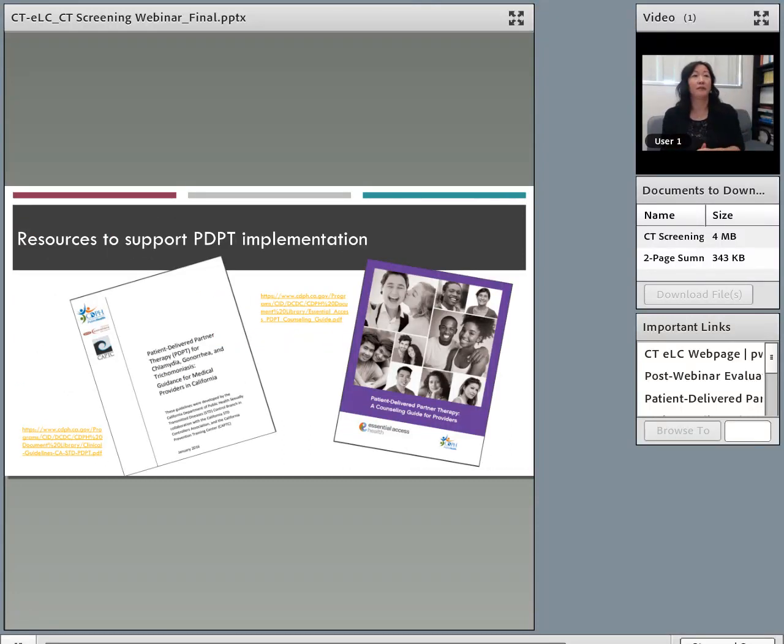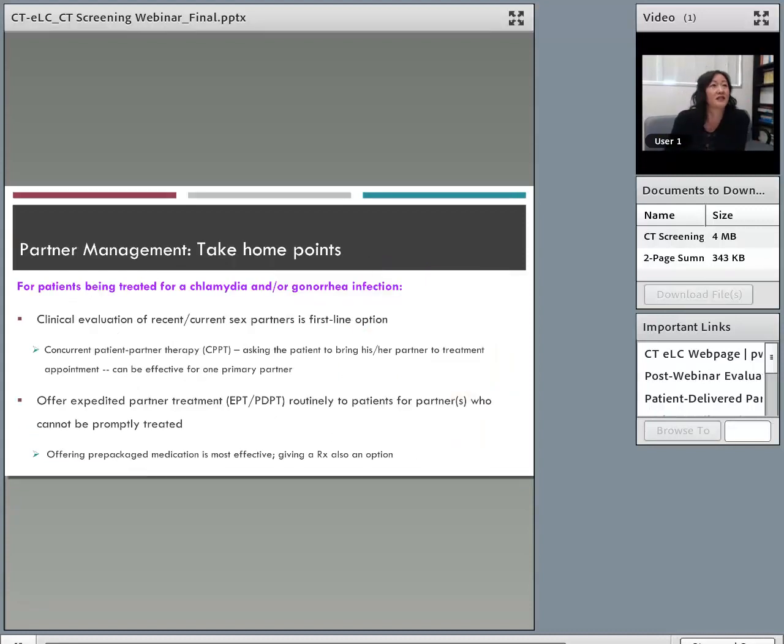We have some resources, and some of the principles behind patient-delivered partner therapy are certainly not California-specific. There are guidelines on the California website. Essential Access also has some guidelines that I think could be applicable in many ways to anyone in the United States. There are certain state-specific things, of course, in there, but I wanted to highlight the fact that these exist.